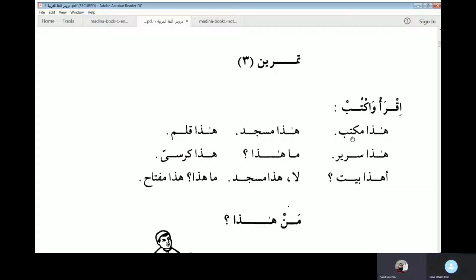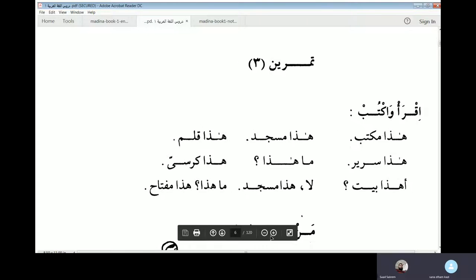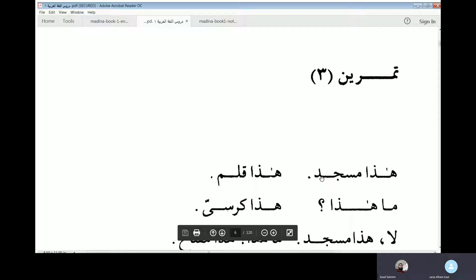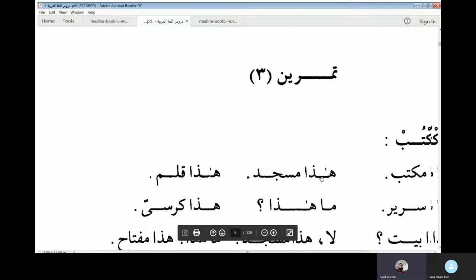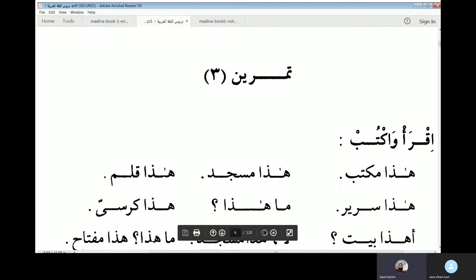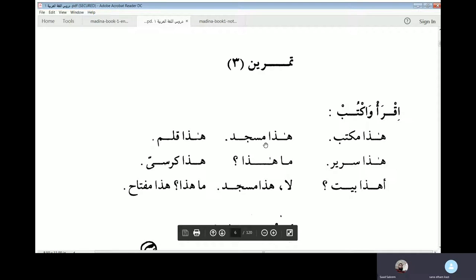Hadha maktab. Maktabun. Use the N at the end. Hadha maktabun. This is a desk. Hadha masjidun. This is a mosque. Hadha qalamun. This is a pen. Hadha sarirun. This is a bed. Ma hadha. What is this? Hadha kursiyun. This is a chair.